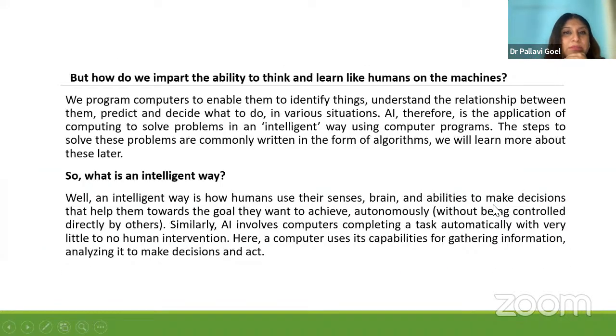How do we impart the ability to think and learn like humans to machines? Because AI, artificial intelligence, is something where you can see the output on the machines only. We program computers to enable them to identify things, understand the relationship between them, make predictions, and decide what to do in various situations. Therefore, AI is the application of computing to solve problems in an intelligent way using computer programs.